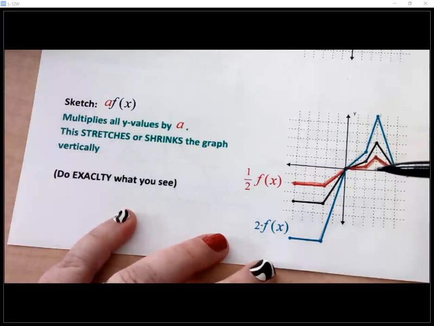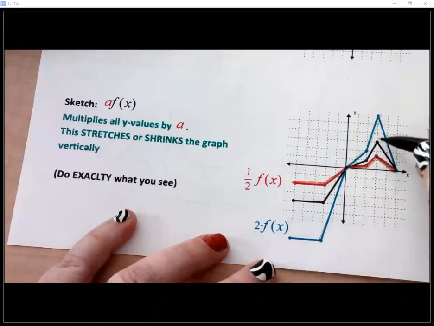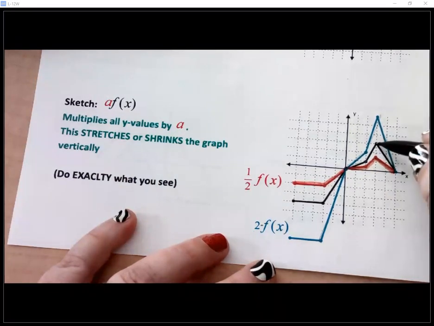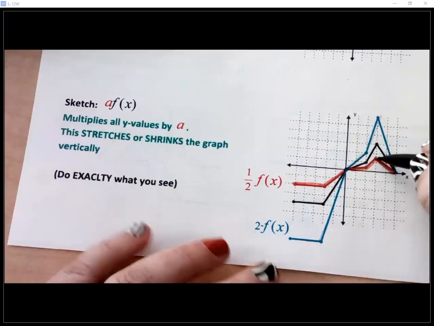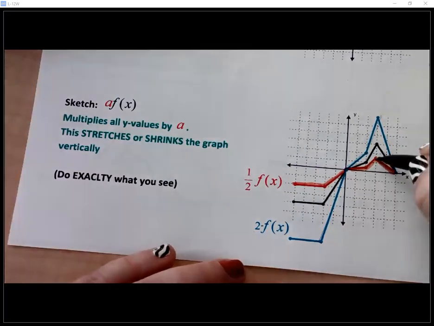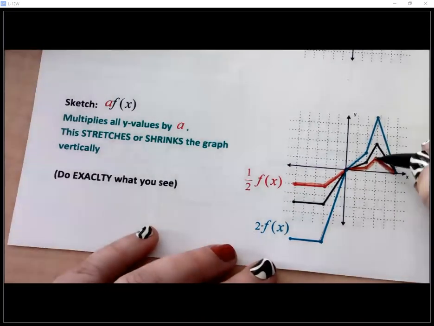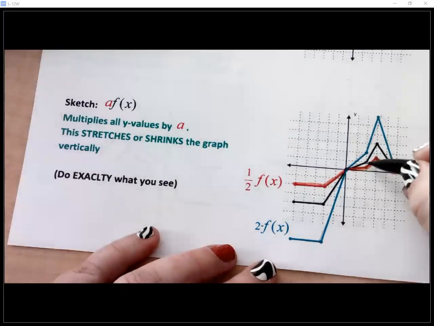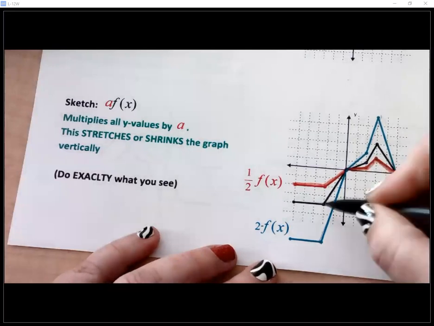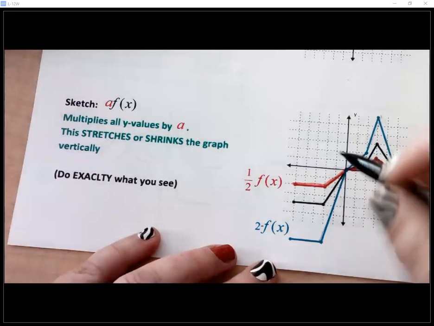Interesting. Let's pick another point. How about this one right here? This was at 3, 3. Now it's at 3, 1.5. How am I going from 3 to 1.5? Well, this one goes from 1 to 1/2. This one went from -4 to -2. I'm multiplying by 1/2. Do you see that?